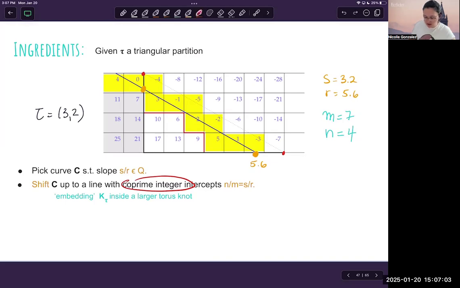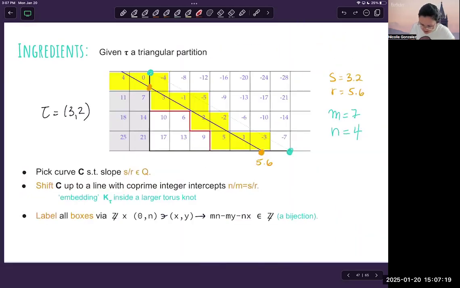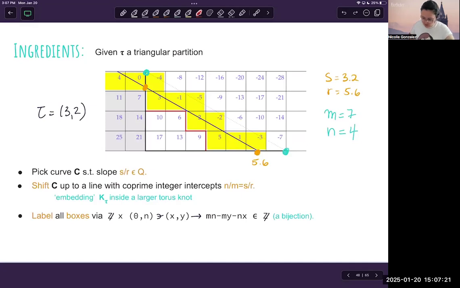For those of you in the audience who are topologists, this is essentially just embedding this Coxeter knot, which is given by the solid line, inside a larger torus knot, which is what this dotted line is encoding. All right, why do we need this information? Because our next step is to take this picture and put some numbers inside the boxes. Like I said, this is where the real combinatorics begins.